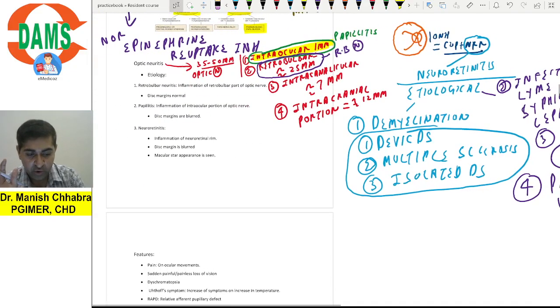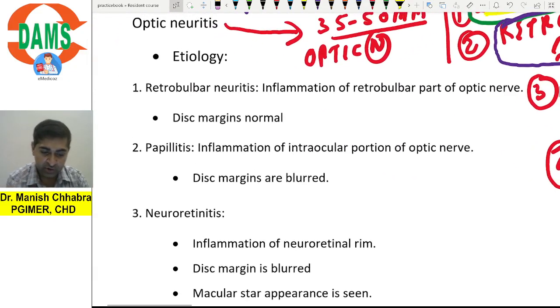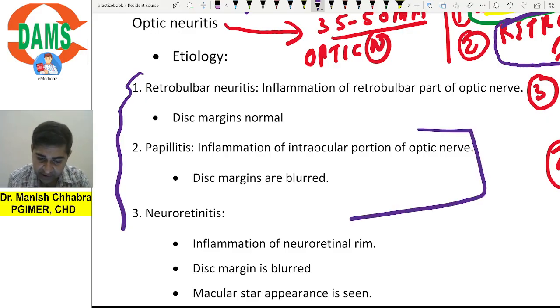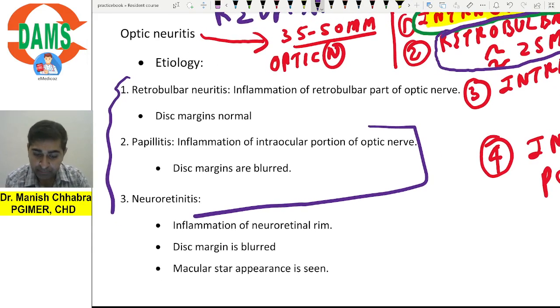All right. Now coming over to this, I have already explained. If there is involvement of the optic nerve head or neuroretinal rim, of course there will be inflammation. It will cause optic nerve head edema, with non-defined margins, even in neuroretinitis. So these two conditions will have edema of the optic nerve head. That is why disc margins will be blurred.